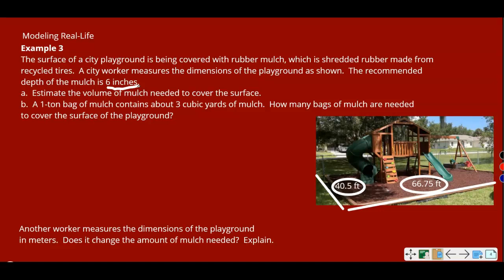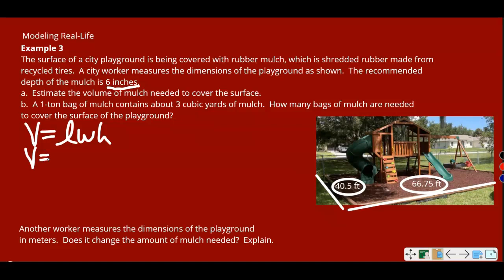How many bags of mulch are needed to cover the surface of the playground? All right, so let's look at one thing first. Part A says estimate the volume of mulch needed. We know that volume is going to be length times width times height. You can see here on the playground that we are given the length and the width. And here it says the depth needs to be 6 inches. So we can substitute these values in.